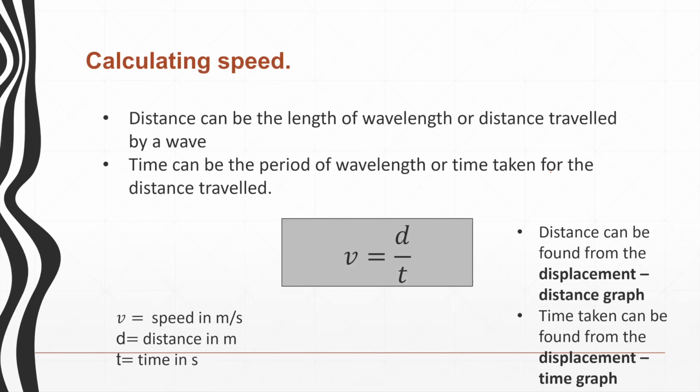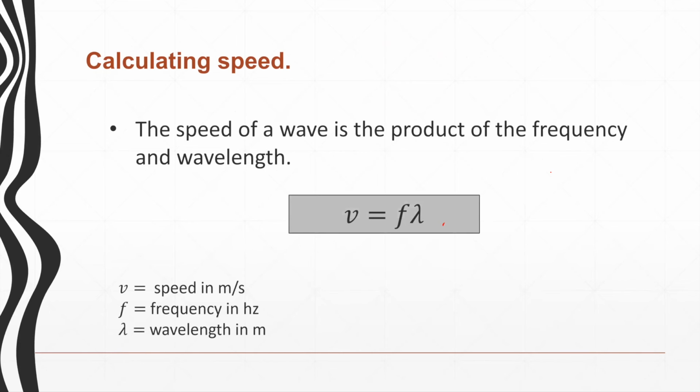Then to calculate speed, you can calculate in this manner, distance over time. So the distance can be found on the displacement-distance graph. Then the time can be found from the displacement-time graph. Or using frequency, speed is frequency times wavelength.